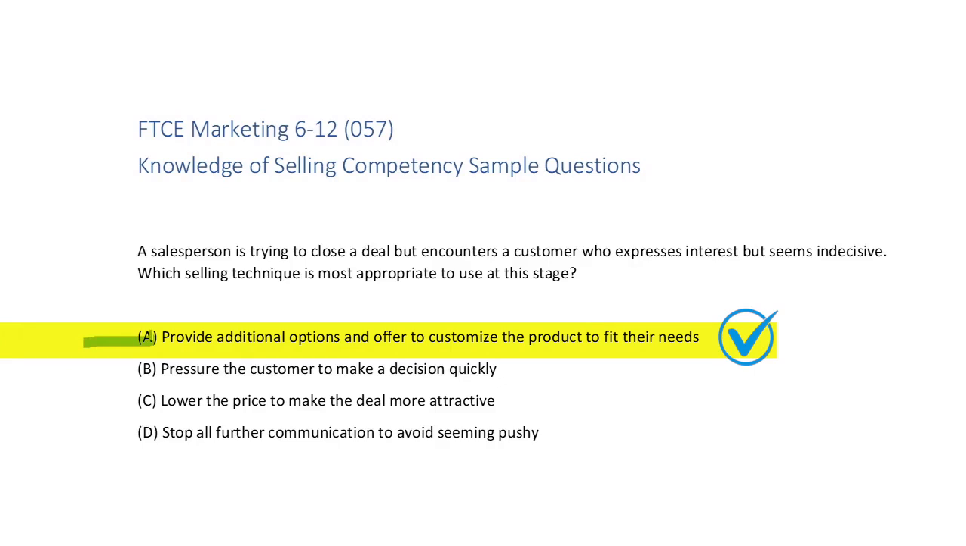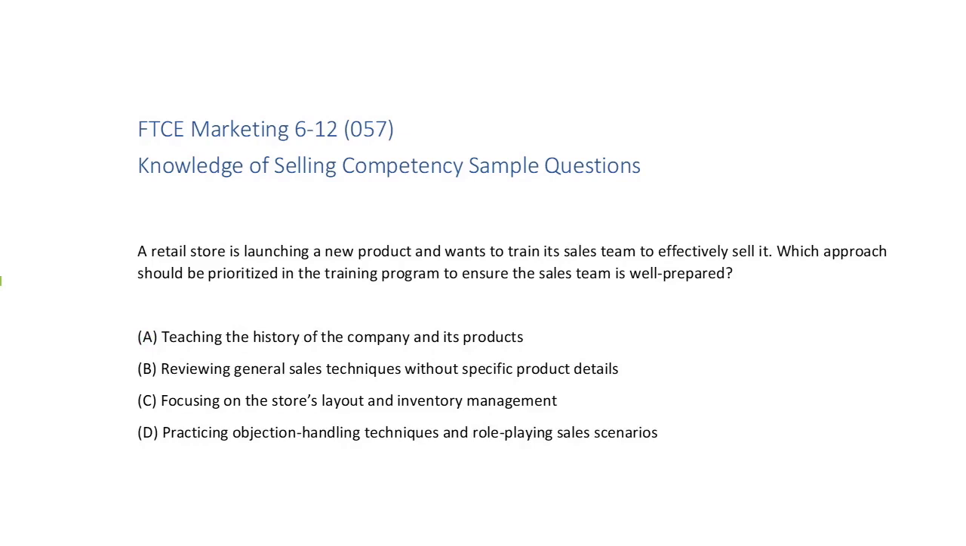A retail store is launching a new product and wants to train its sales team to effectively sell it. Which approach should be prioritized in the training program to ensure the sales team is well prepared? A, teaching the history of the company and its products. B, reviewing general sales techniques without specific product details. C, focusing on the store's layout and inventory management. Or D, practicing objection handling techniques and role-playing sales scenarios.